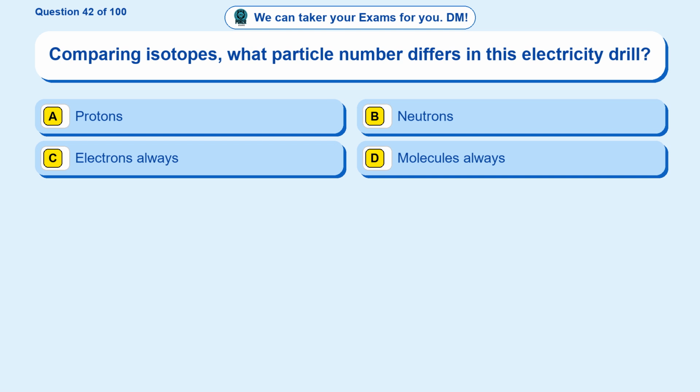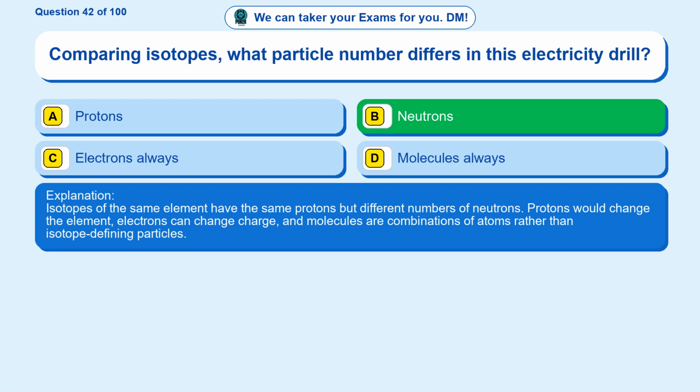Question 42. Comparing isotopes, what particle number differs in this electricity drill? Option A, protons. Option B, neutrons. Option C, electrons always. Option D, molecules always. The correct answer is option B, neutrons.